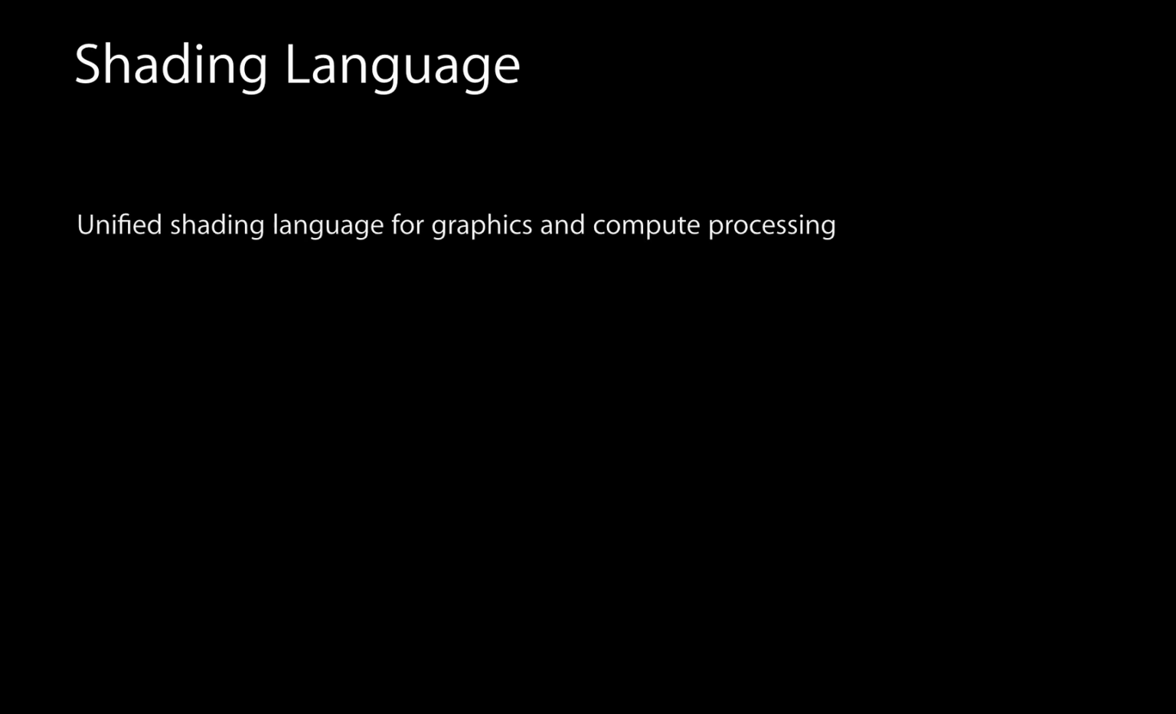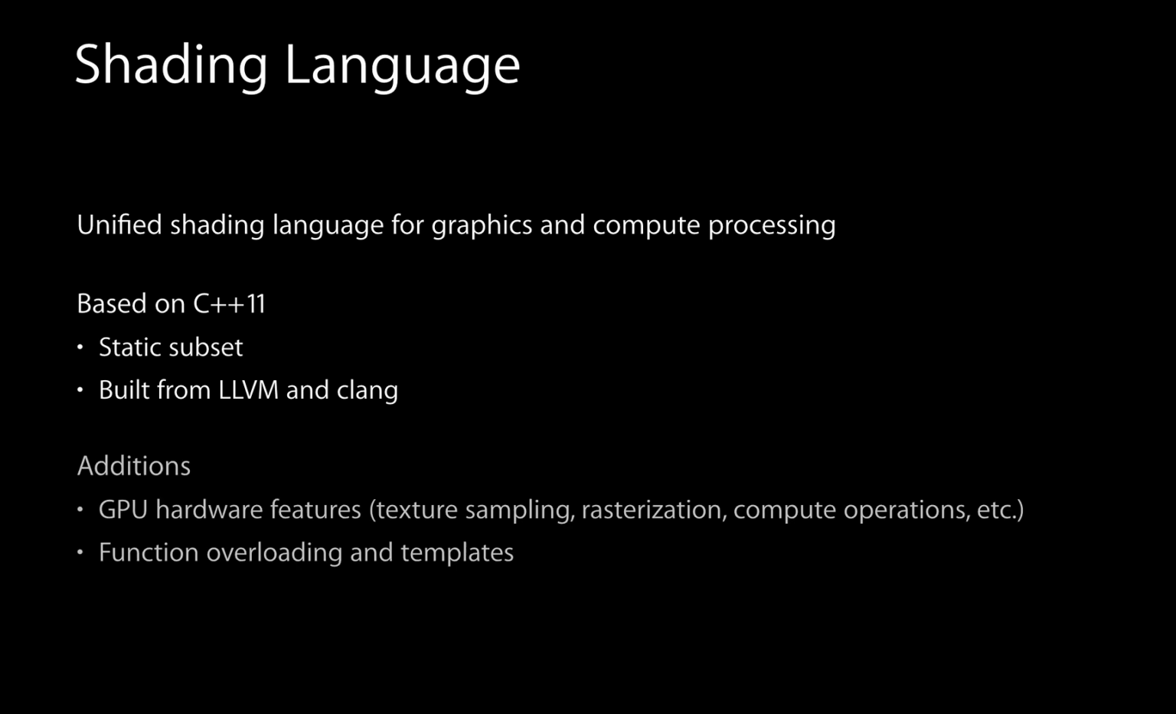All right, so the Metal shading language is a unified shading language. This means use the same language, syntax, constructs, and tool chains for both graphics and compute processing. It's based on C++11, essentially a static subset of this language. And it's built out of LLVM and Clang, which means you get incredibly high performance and incredibly high quality code generation for the GPU. The only thing we've really had to do was add some syntax for describing certain hardware functionality, such as how you're going to control texture sampling and rasterization.